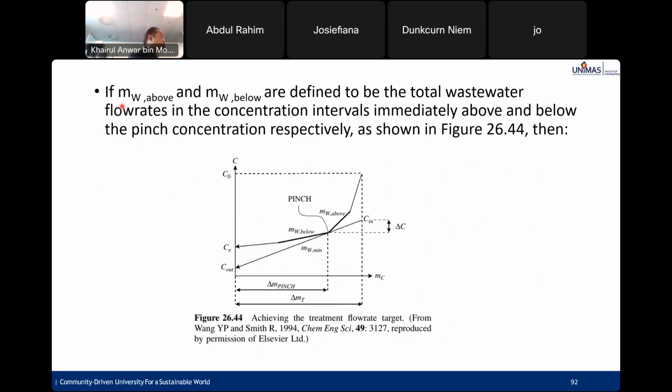If the water flow rate above and the flow rate below are defined to be the total water flow rate in the concentration interval immediately above and below the pinch concentration specifically, as shown in figure 26.44. So the pinch is here. So above would be above this line, and below is below this line.